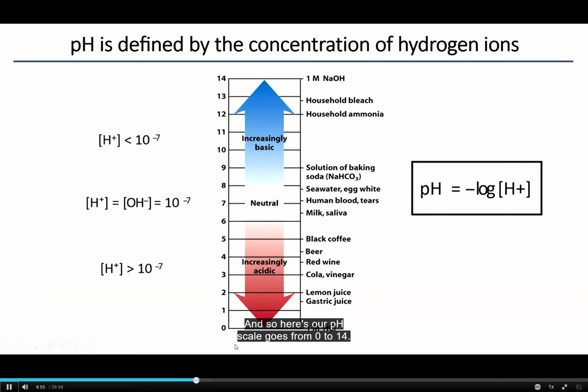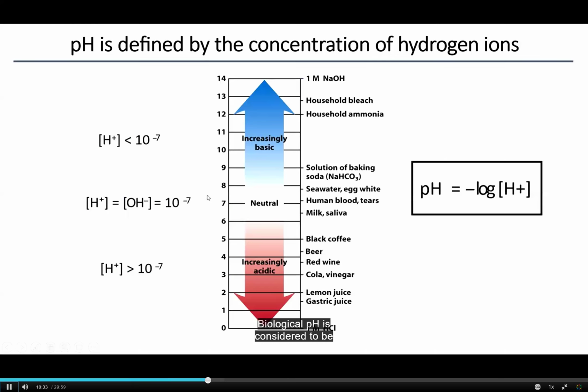So here's our pH scale. It goes from 0 to 14. Anything below 7 would be considered acidic, and as you get to a lower and lower number, it's increasingly acidic. Anything above 7 would be considered basic, and as you go higher and higher, it's increasingly basic. Strong acids are all the way down here at the bottom of the pH scale, representing the most acidic environment. And strong bases are up here at the top of the pH scale, representing the most basic environment. Then we have a couple of examples of different types of acids, bases, and neutral solutions on this scale.